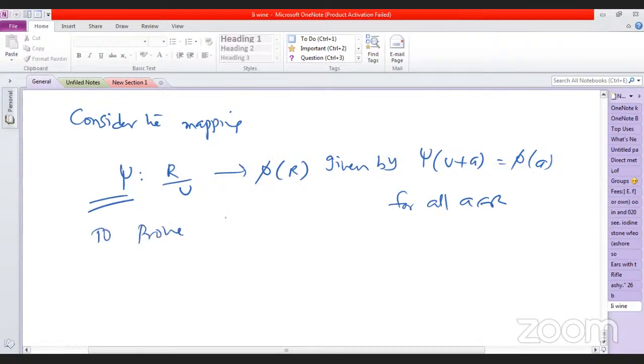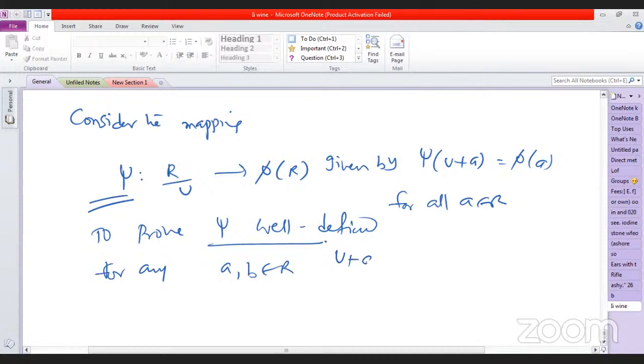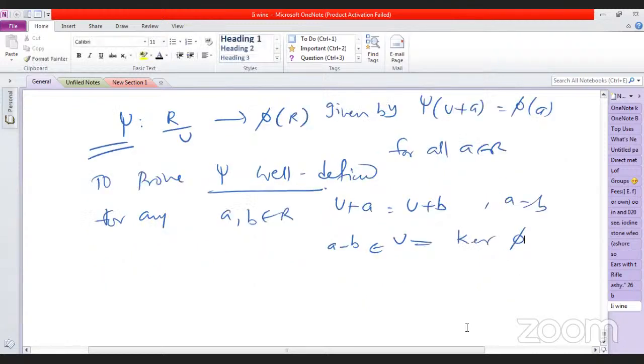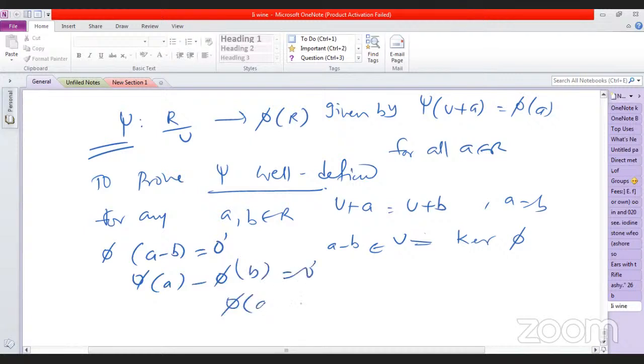To prove psi is well defined, for any a, b belongs to R, let U plus a is equal to U plus b. So therefore, a minus b belongs to U, that is equal to kernel phi. Phi of a minus b is equal to 0 dash. Then phi of a minus phi of b is equal to 0 dash. Then phi of a is equal to phi of b. Am I correct? Yes, sir. So therefore the mapping is well defined.